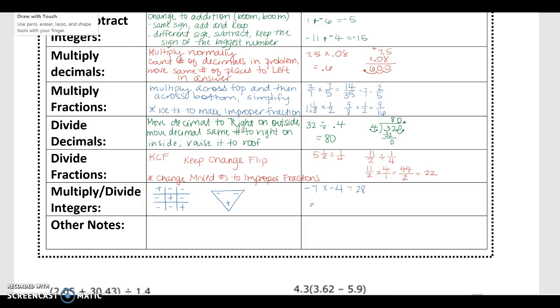What about 9 times -6? So first off, I'm going to look at my sign. So I have a positive times a negative. So positive times a negative means my answer is negative. And 9 times 6 is 54.